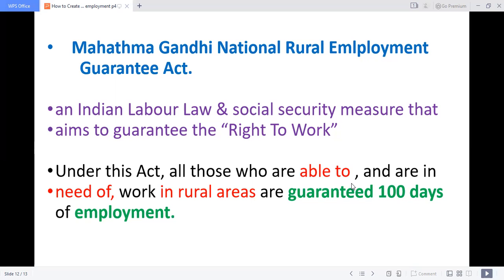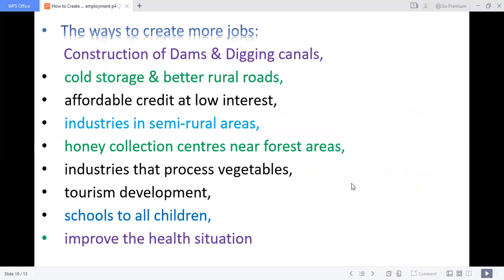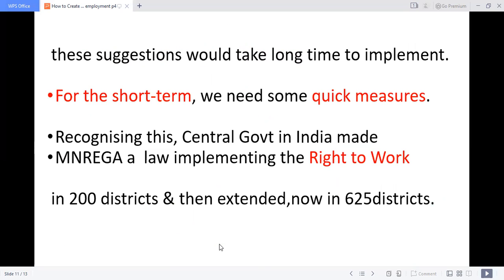So these measures that we have seen and suggested: constructing dams, cold storage, better roads, affordable credit at low interest, industries in semi-rural areas, honey collection centers near forests, industries that process vegetables, tourism development, schools and colleges, and health facilities in rural areas will take a long time to provide employment opportunities.